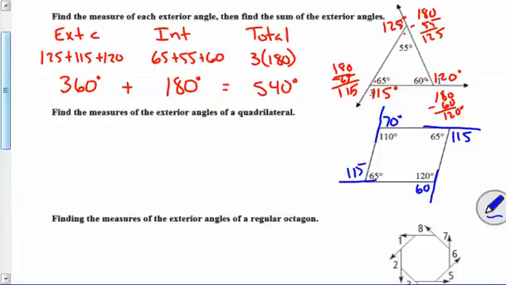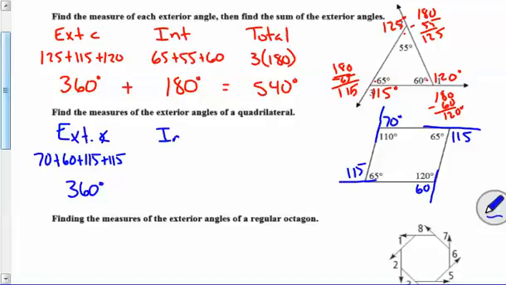So if we are to add our exterior angles again, 70 plus 60 plus 120, not 120, 115 and 115, we get 360 degrees.